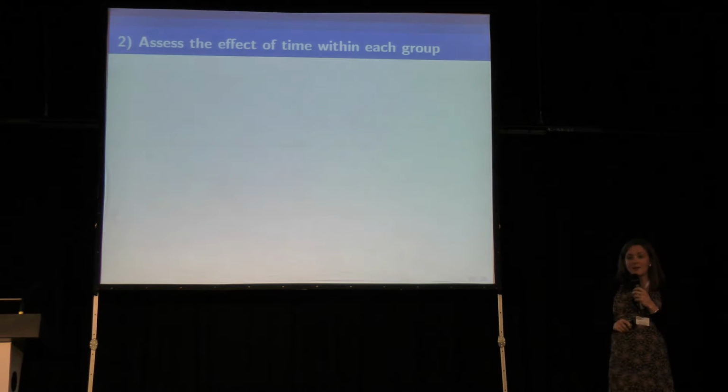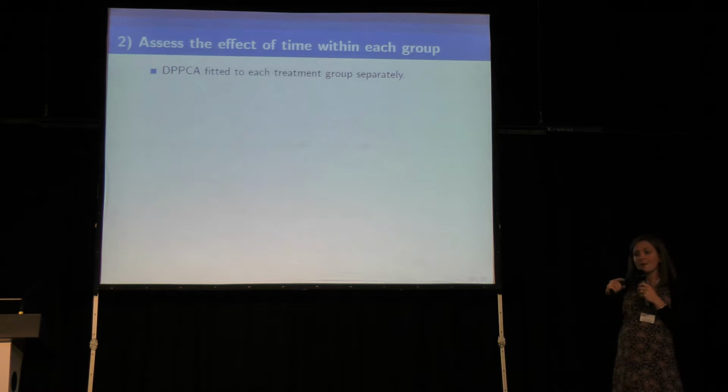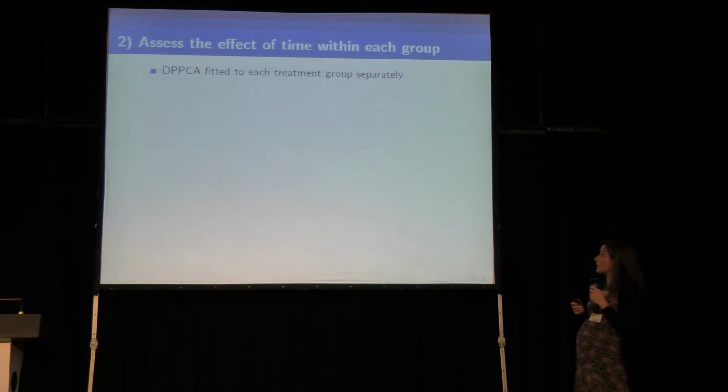Second thing was to assess the effect of time within each group. So that were those phi parameters, if you remember, they were the things that we were interested in.